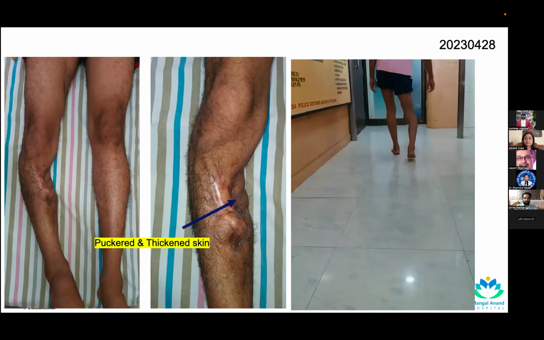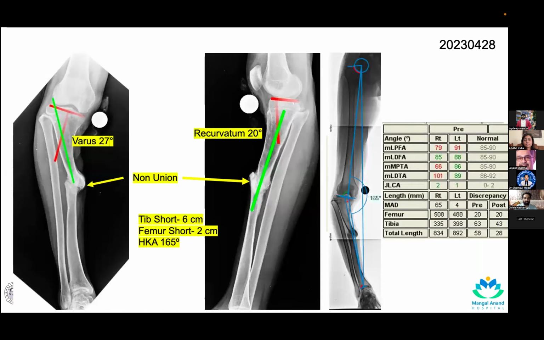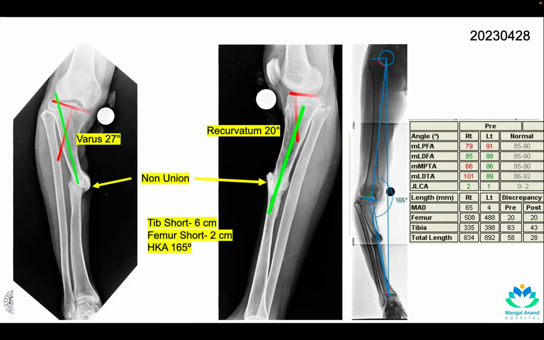So we did an X-ray of the right tibia, AP and lateral view, in which we found a proximal deformity of 27-degree varus and 20-degree recurvatum in the proximal tibia. He also had a non-union in the midshaft of the tibia. His hip-knee-ankle axis was around 165 degrees, and he had around 5 to 6 centimeters of shortening in the tibia and around 2 centimeters in the femur.